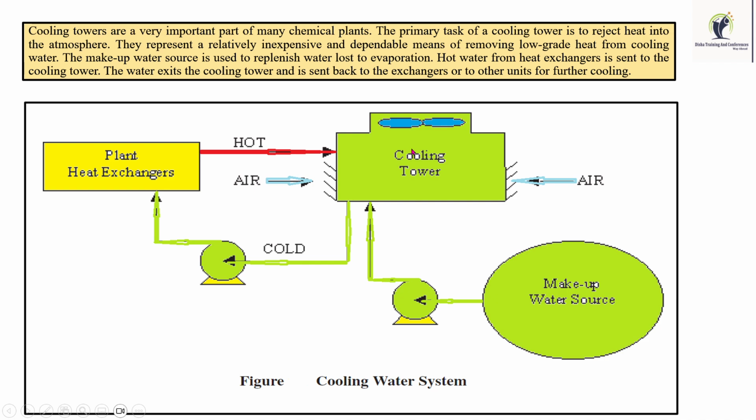But during this process, some cooling water will evaporate, and there will be drip losses. For that we need to make up. That's why we take make-up water from the make-up water source through a pump and discharge it to the cooling tower sump, so that the water quantity remains the same.